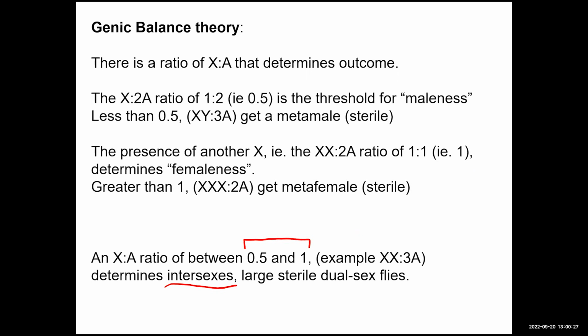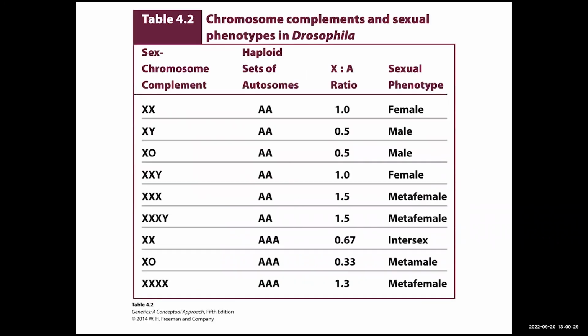So to put that into a summary, it looks like this. All of these individuals are diploid, and these individuals are triploid. Anytime the ratio is 0.5, you develop as male. So if you have XY or XO, you'll be a normal male. Anytime the ratio is 1, 2 X's to 2, you'll be female. So XXY is female and XX is female.